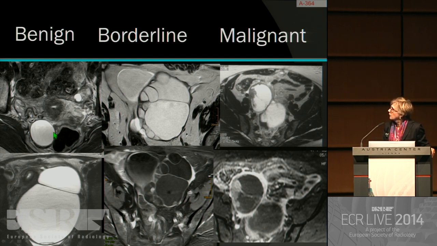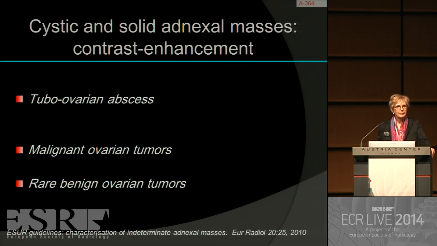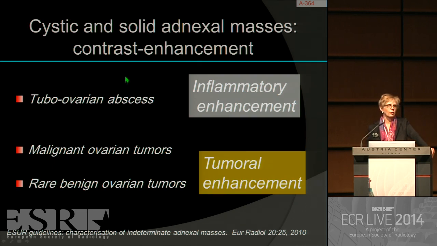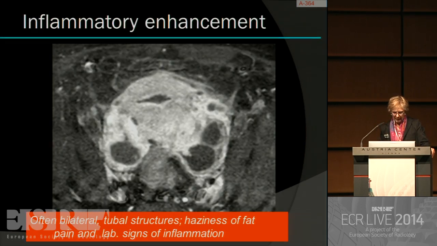Typical of benign lesions are purely cystic lesions and thin septations, whereas a lesion that is very bright, has very thick septations or mural nodules that enhance is a classical finding suggesting malignancy. However, complex masses that are cystic and solid may not only be a sign of malignant tumors, but may also be found in tubo-ovarian abscesses. It's the type of enhancement we should carefully analyze to differentiate between these 2 entities.